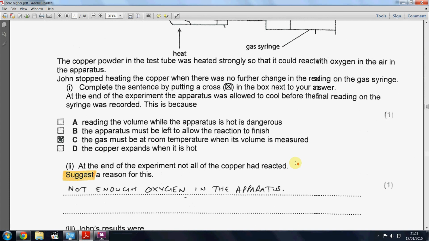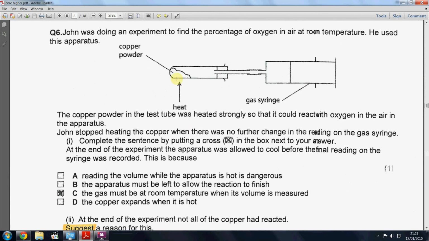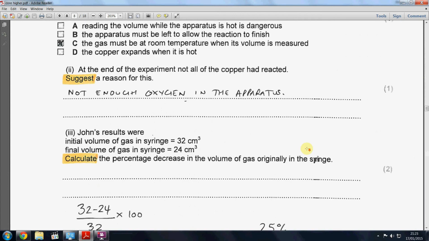Okay, part 2. At the end of the experiment, not all the copper had reacted, so guess the reason for this. The simple reason is there's not enough oxygen in the apparatus, because if you see it's completely sealed, you can't add any more oxygen, so if you put too much copper in there, then it won't all be able to react because all the oxygen will be used up.